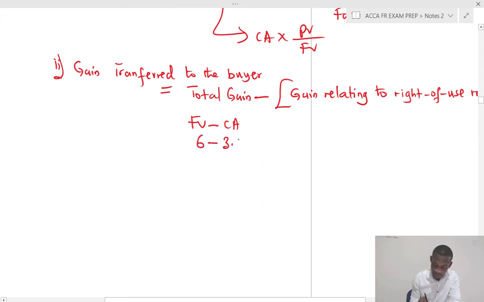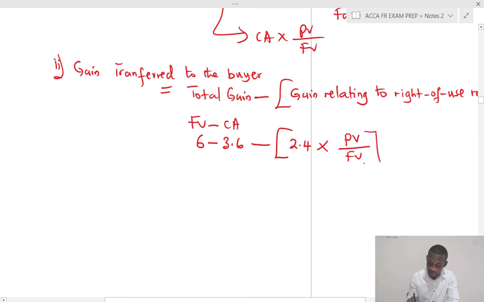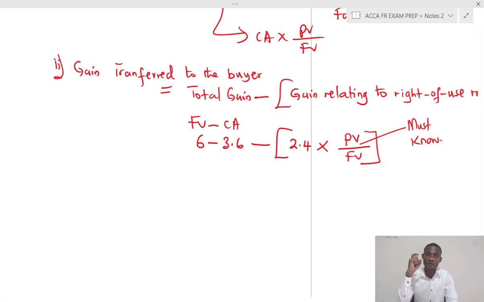Now it is less the gain relating to the right of use retained. That gain is the total gain, 2.4, times the present value over the fair value. This is also another must-learn, a must-know formula. So the gain relating to the right of use retained should be the total gain times present value of the lease divided by fair value.